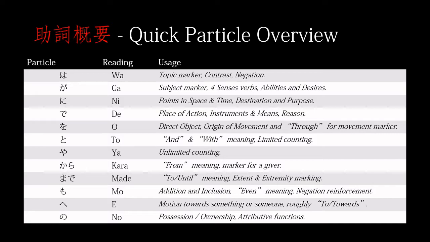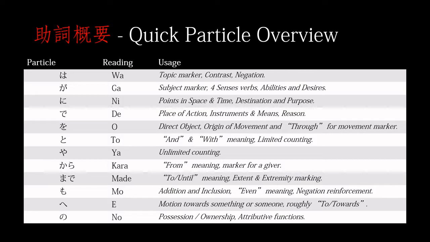After that we have mo. It is the particle of addition and inclusion. It has the even meaning and can reinforce negation, make it even stronger. After that we have e. It is a motion towards something or someone, and it really roughly translates to or towards. Like I have said in the video dedicated to this particle, it can be often substituted with ni without, let's say, compromising the meaning, but it is very useful for you to remember that to, towards is the primary usage of e.